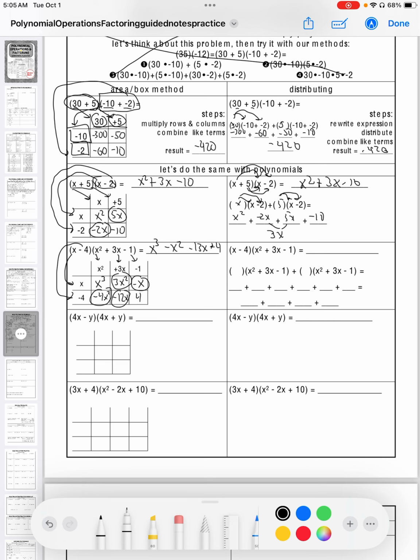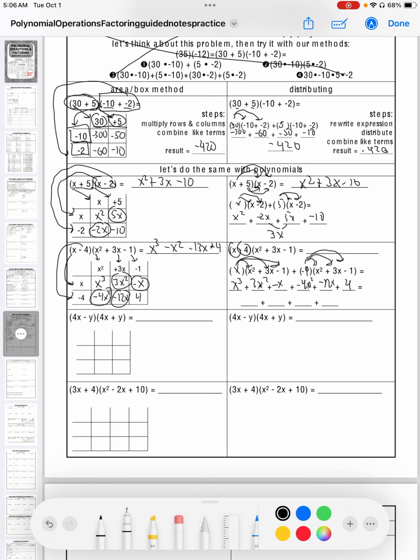Okay, it's the same thing. Over here, we're going to distribute the x, and then we're going to distribute the negative 4. So x and negative 4. X times x squared is x cubed. X times 3x is 3x squared. X times negative 1 is negative x. Negative 4 times x squared is negative 4x squared. Negative 4 times 3x is negative 12x. And negative 4 times negative 1 is 4.